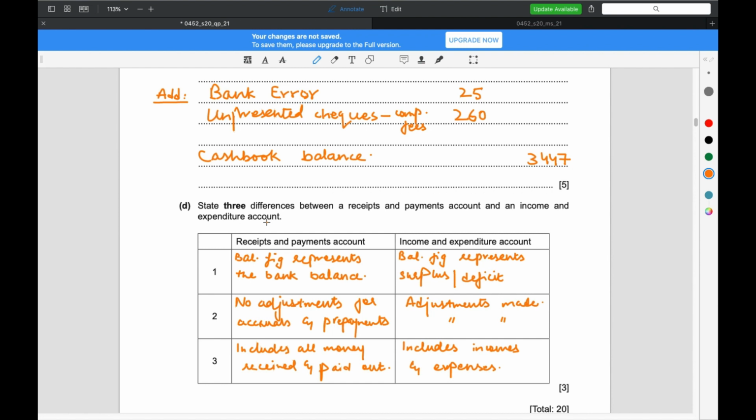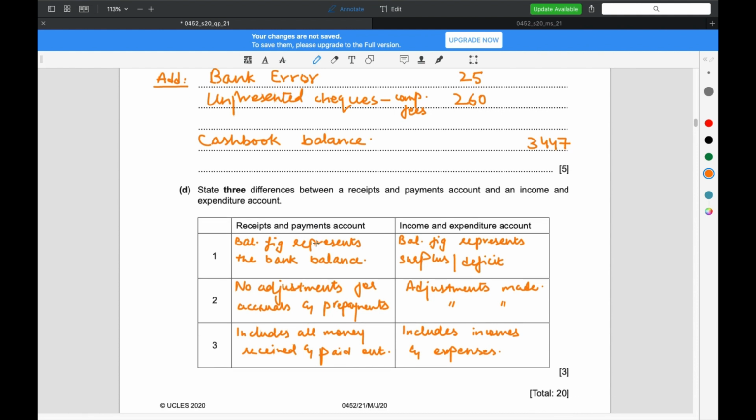Part D, he says, state three differences between a receipts and payments account and an income and expenditure account. All right, so this is fairly simple. You should have this memorized, or otherwise know what both accounts are so that you can do this. So the receipts and payments account, the balancing figure represents the bank balance. We all know that. We just did that right now.